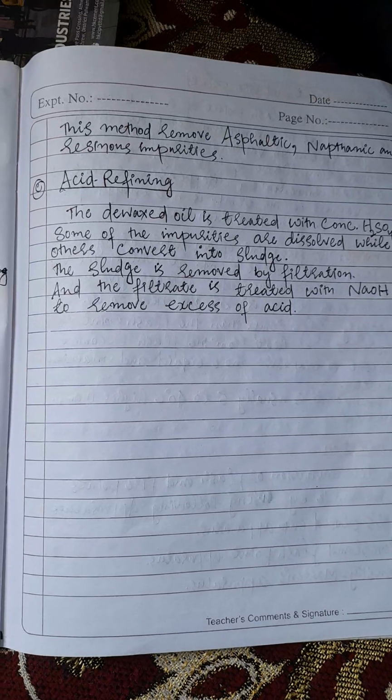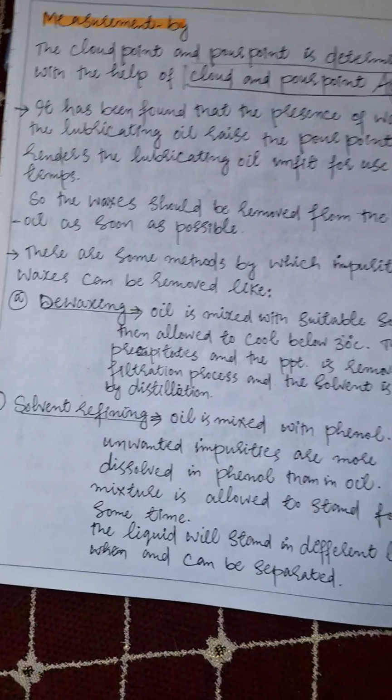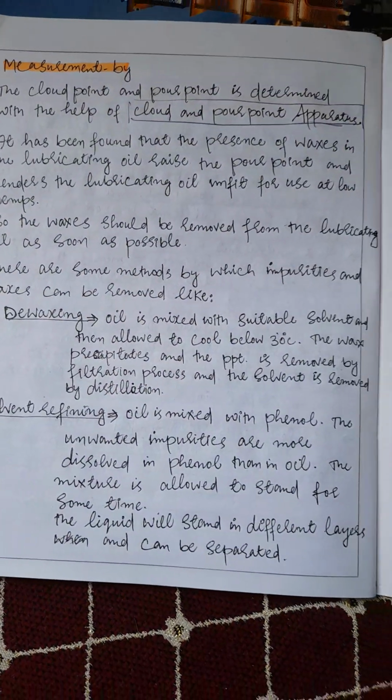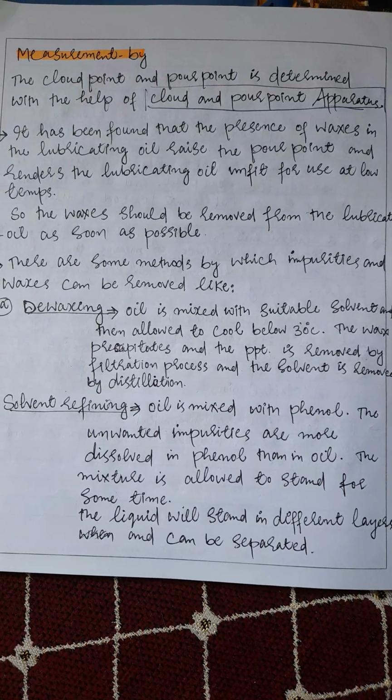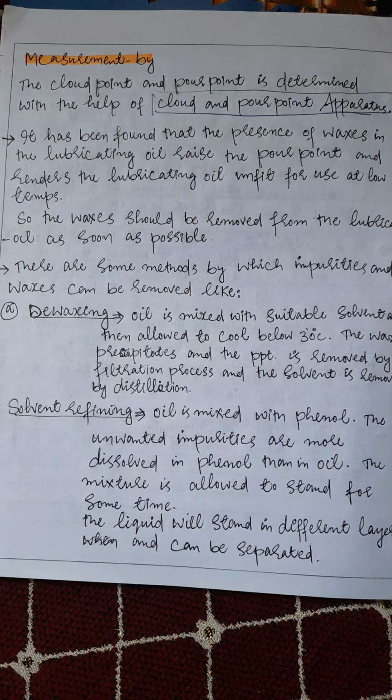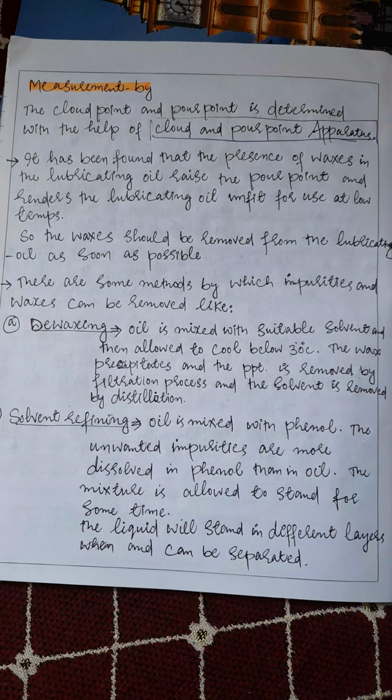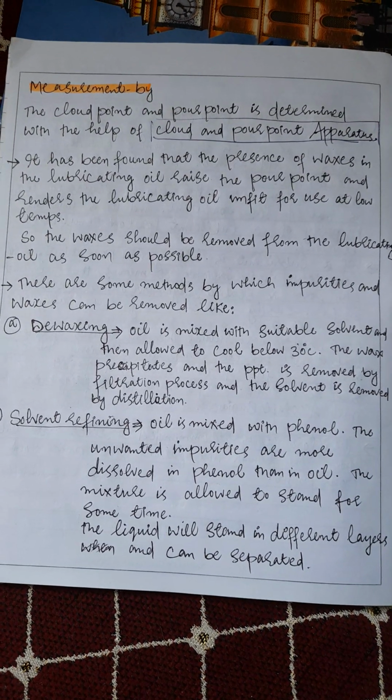Fine. So this is the cloud point and pour point, and as an engineer, as a chemist, we must check cloud point and pour point before we go for the lubrication of a given lubricating oil at low temperature installations.